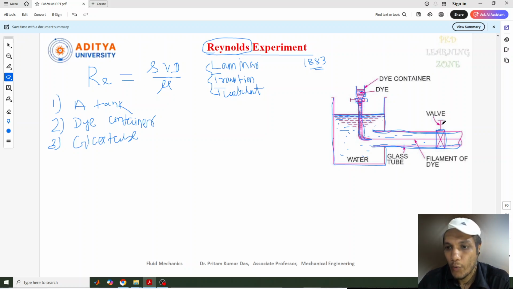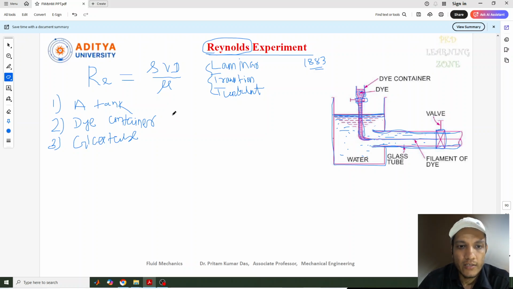When the valve is opened here with little regulation, the water starts moving slowly in this way. Similarly, we need to open the valve of the dye so that the dye present in this container also starts moving. Along with the water, this dye is also moving like this. You can identify the movement of this dye in different ways.